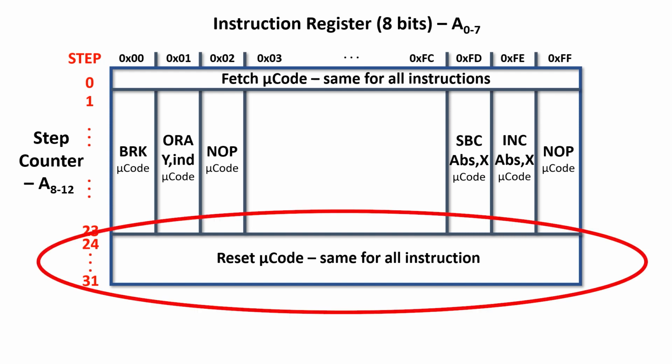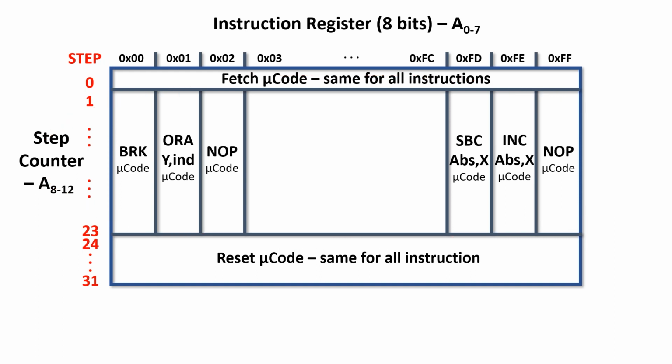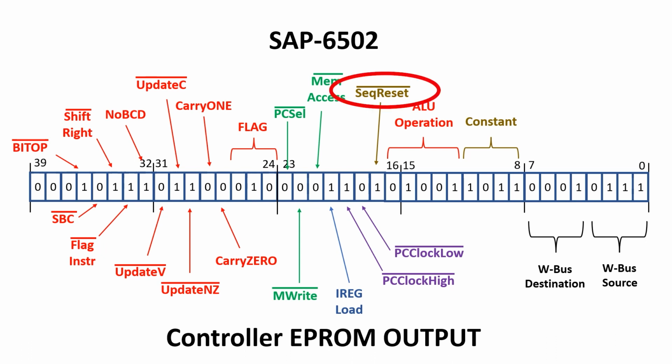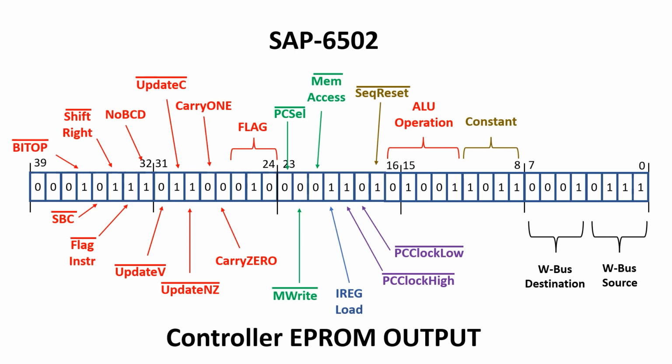Step 24 through 31 is the reset microcode, and again this is the same for all instructions. The microcode between steps 1 and 23, however, is unique for each instruction, and not all instructions need to use all of these steps. In fact, none of them do. There's a microcode count reset signal, and this effectively ends the current micro instruction. Each entry in our table is actually a 40-bit wide control word. Hopefully we're getting pretty familiar with this by now.